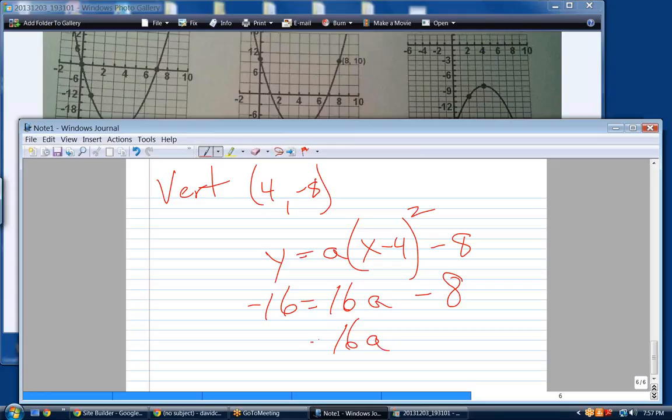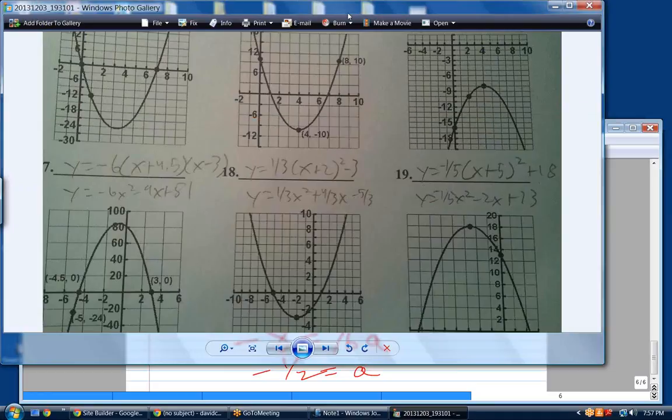Move the 8 over, so 16a equals negative 8. And then a equals negative 1/2. Okay. You seem pretty competent at these.